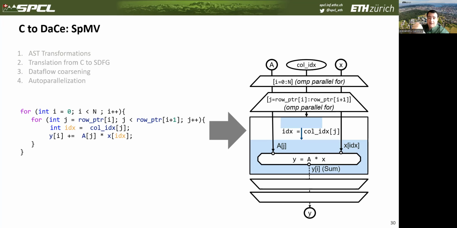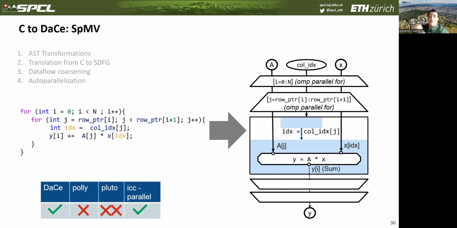Trying out different compilers, including polyhedral compilers, DaCe and ICC parallel were able to parallelize this very small kernel. Polly and Pluto were not, and Pluto even crashed when we tried. Now, so far, I have only discussed very small kernels.